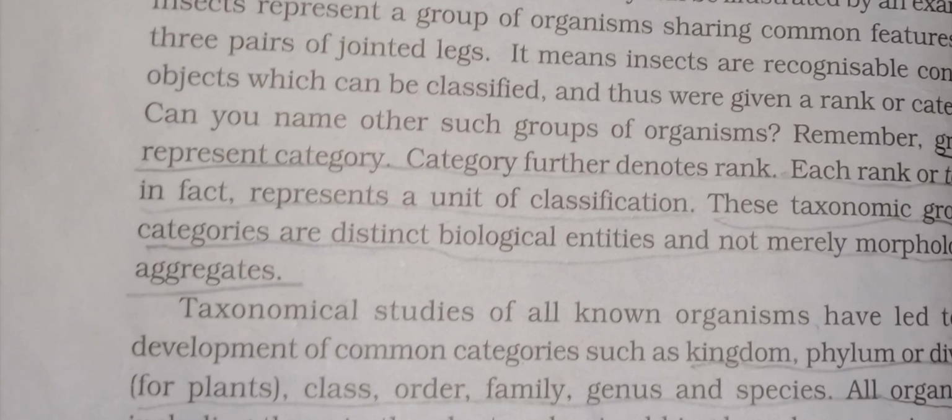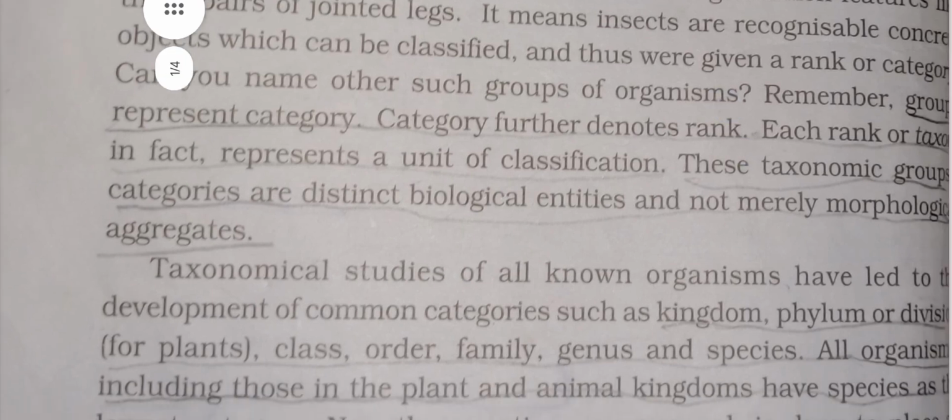Taxonomic study of all known organisms has led to the development of common categories like kingdom. At the top, the highest is kingdom, after that phylum, after that class, then order, then family, then genus, then species. Could you remember that? Kingdom, phylum, class, order, family, genus, species.